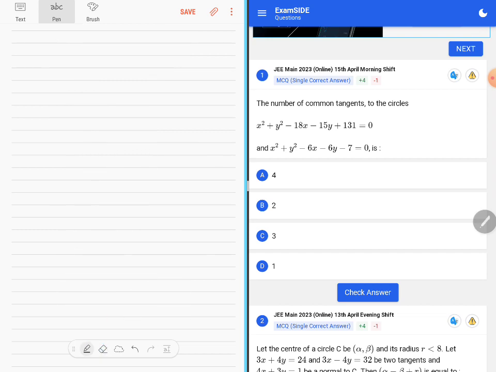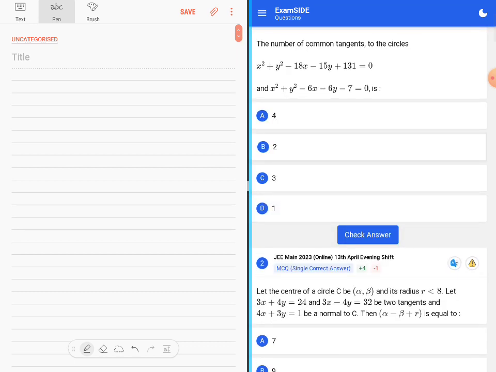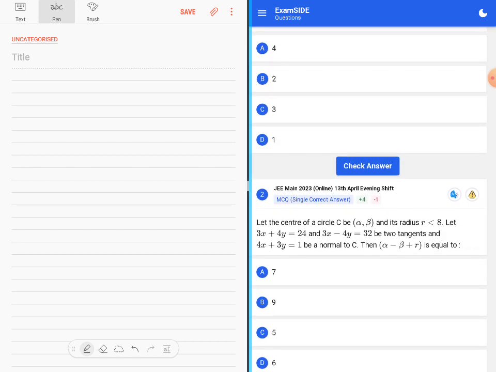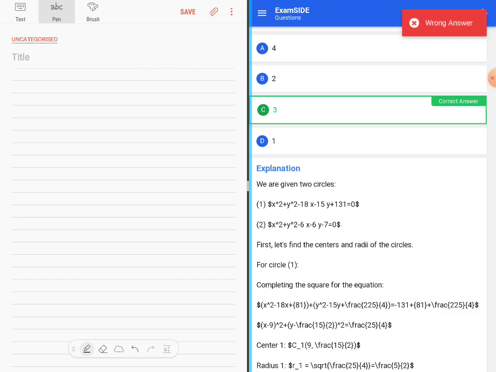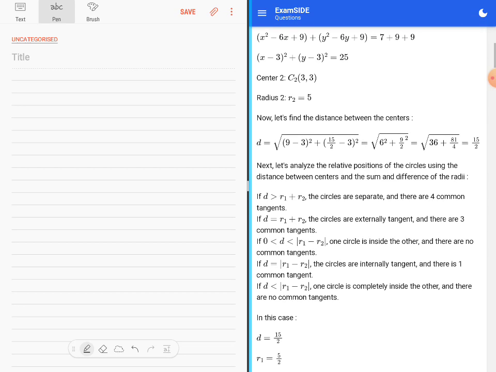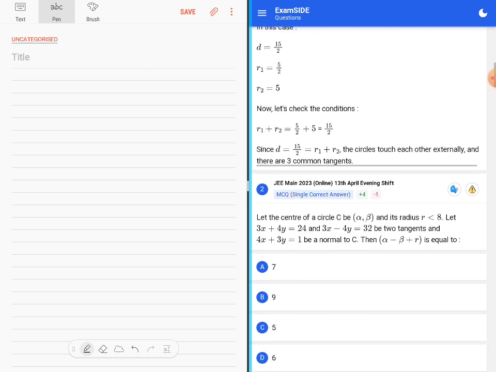So let's go to the next question. Therefore in this, three tangents are possible, so the answer has to be C. So let's go to the next question. Next question is this.